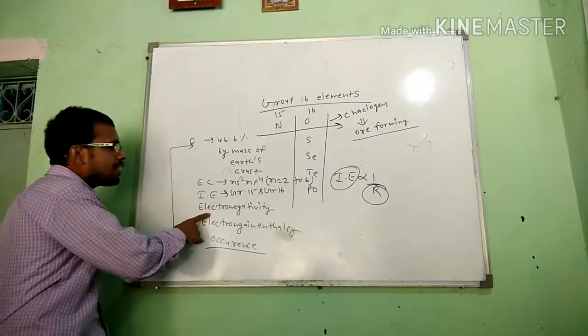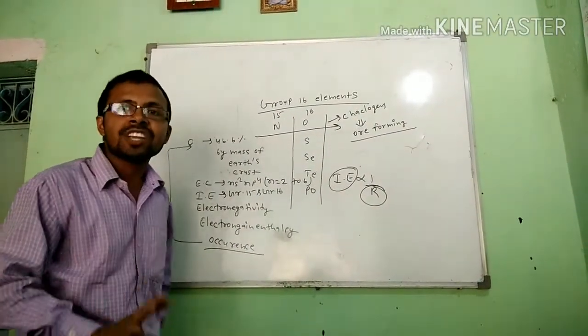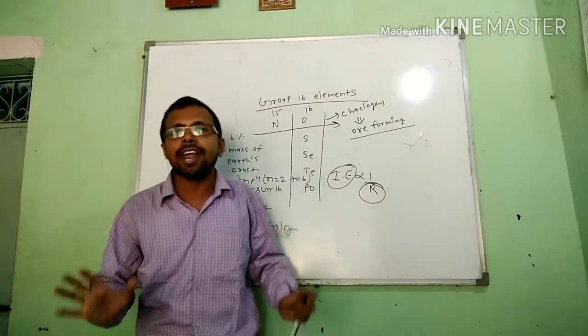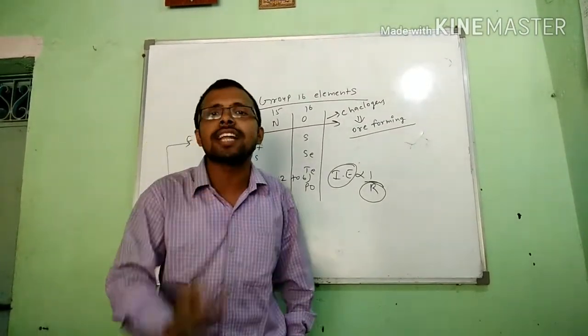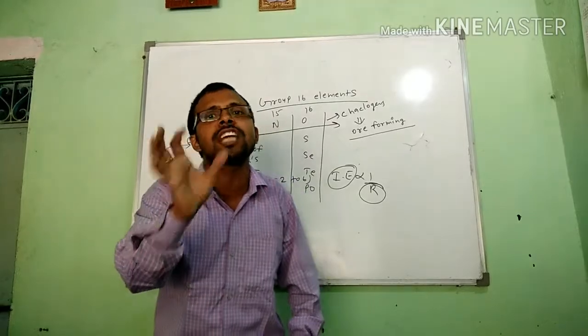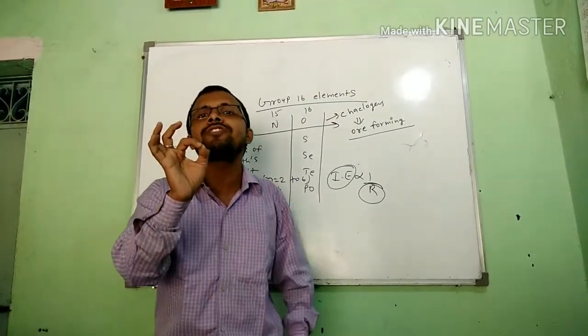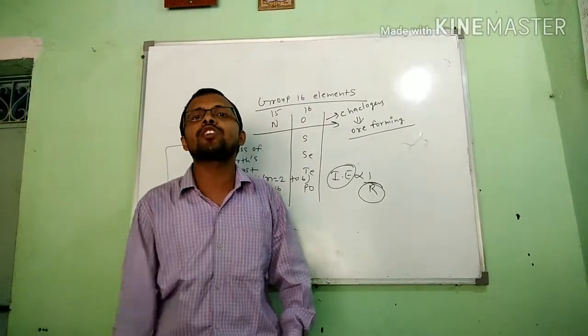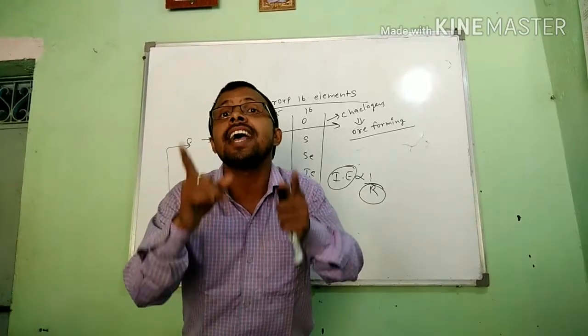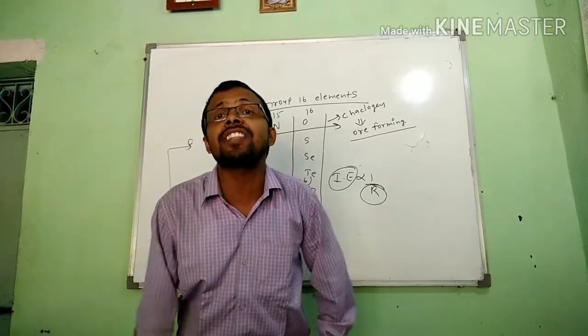Okay? Now we will talk about electronegativity. You know very well that after fluorine, oxygen is the most electronegative element of the periodic table, and its value is 3.5. Being the most electronegative, it has less negative electron gain enthalpy than sulfur.